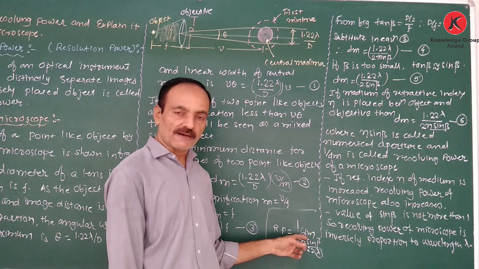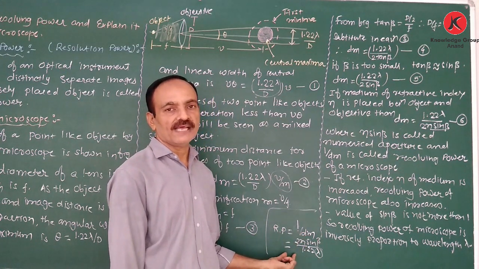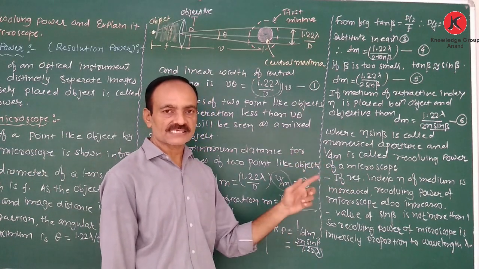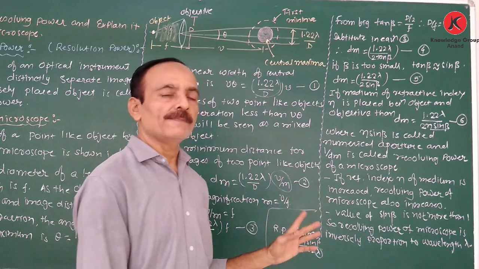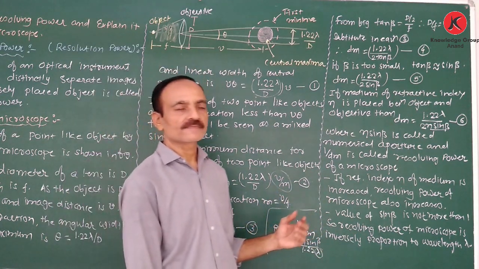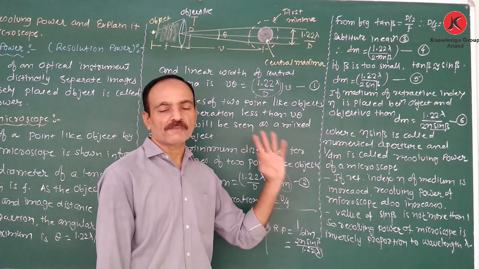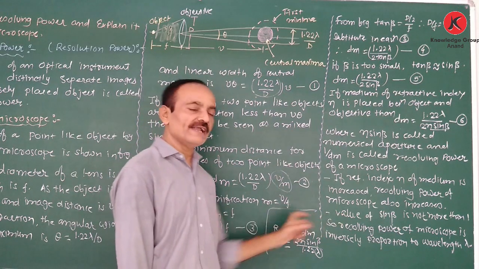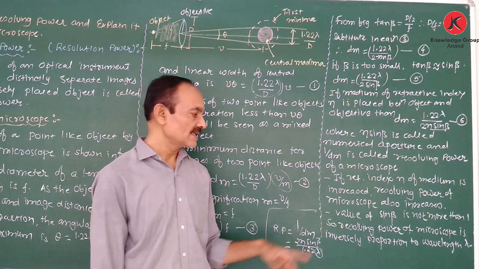Therefore, the resolving power of a microscope depends on the wavelength of light used, and also, if a medium is placed between the object and objective, it also depends on the refractive index of the medium. If the refractive index of the medium increases, the resolving power of a microscope also increases. And if the wavelength of light increases, the resolving power of a microscope decreases.